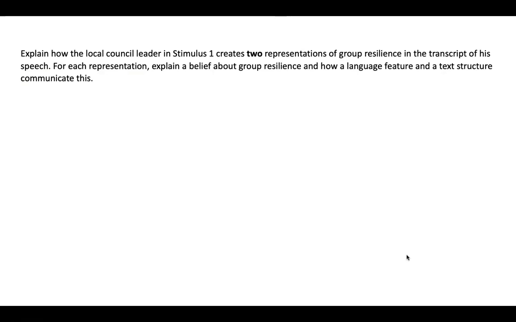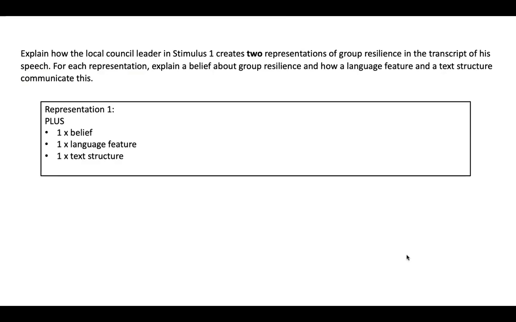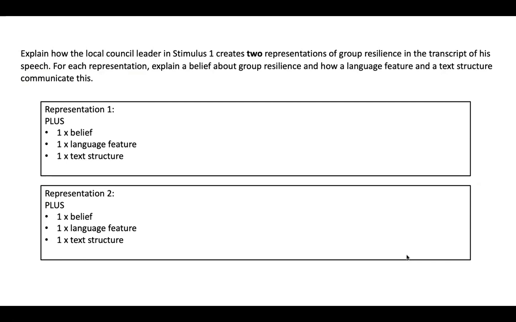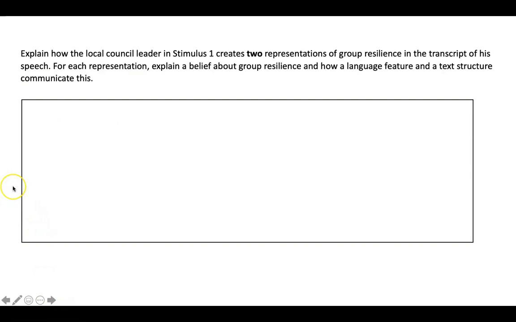Cool. So in the exam, really focus on the question and figure out what are they asking you to do. You might think of it looking like this. You need one chunk about a representation plus a belief, language feature, and a text structure. And you need a second chunk about a different representation plus a belief, language feature, and text structure. In total, the writing of these two chunks needs to be 200 to 300 words. Let's have a look at what my answers might be to this question.